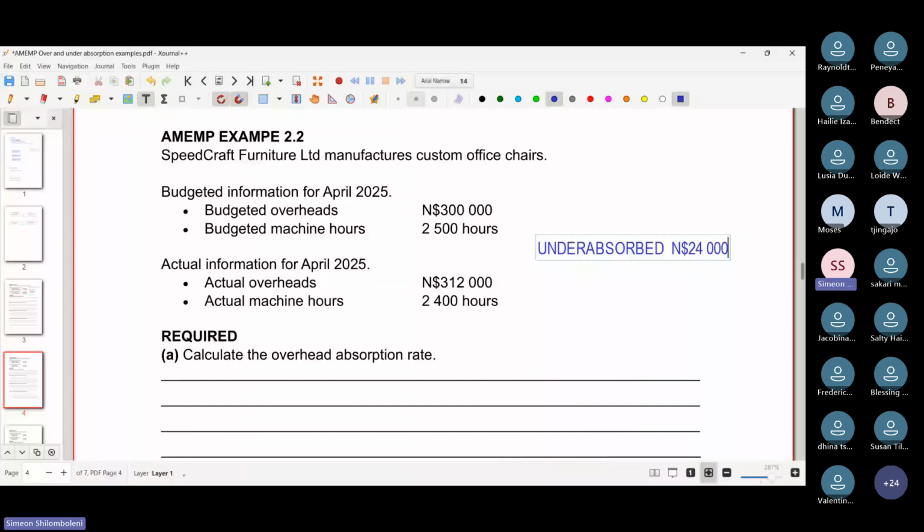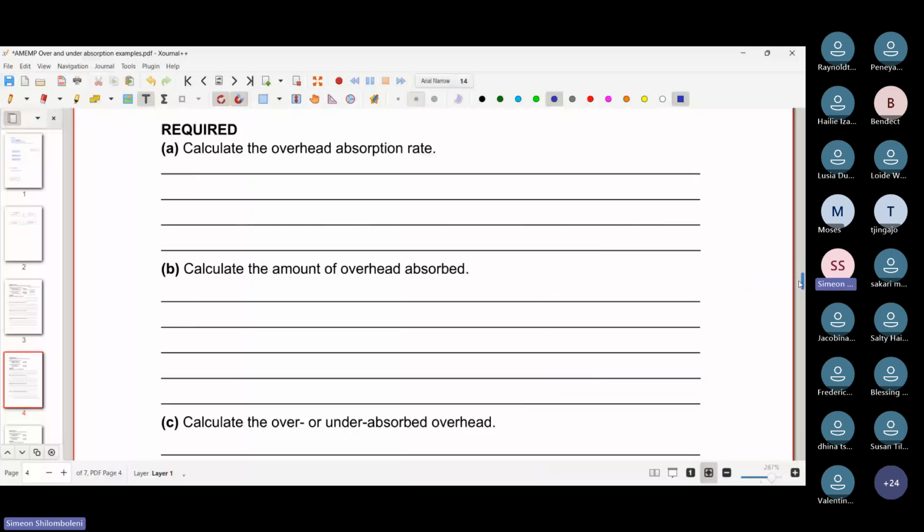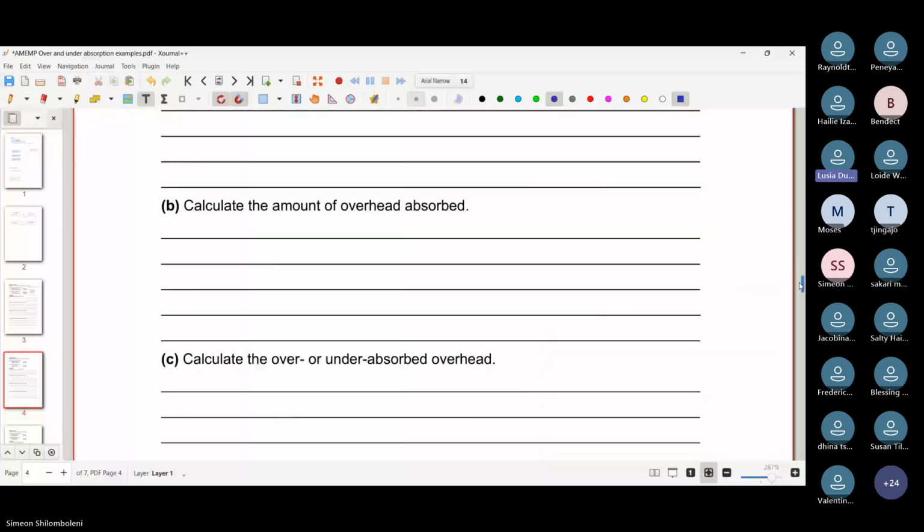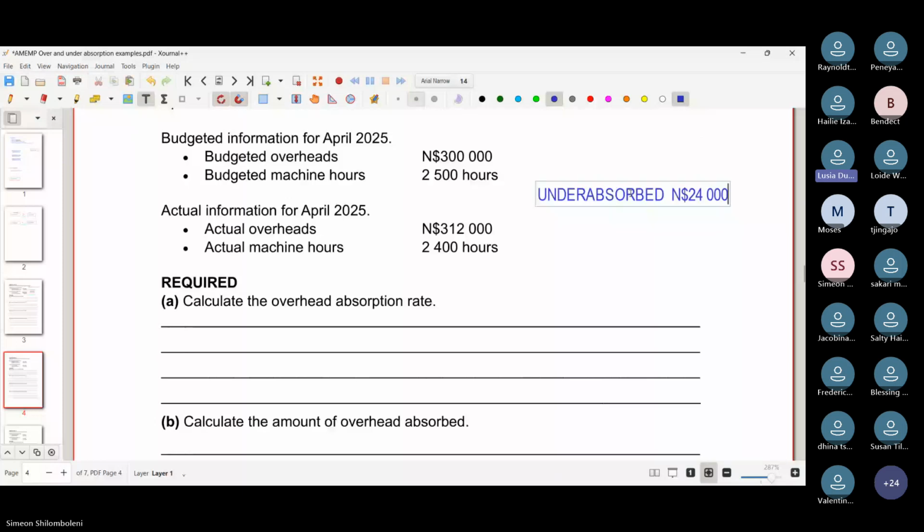These things, I just broke it down so that it's easier for you to understand. To determine whether it's over or under absorbed, you should find the difference between the actual overhead and the overhead absorbed. Oh, okay. That's how we are going to find the difference, the 24,000. I believe this is what they did.